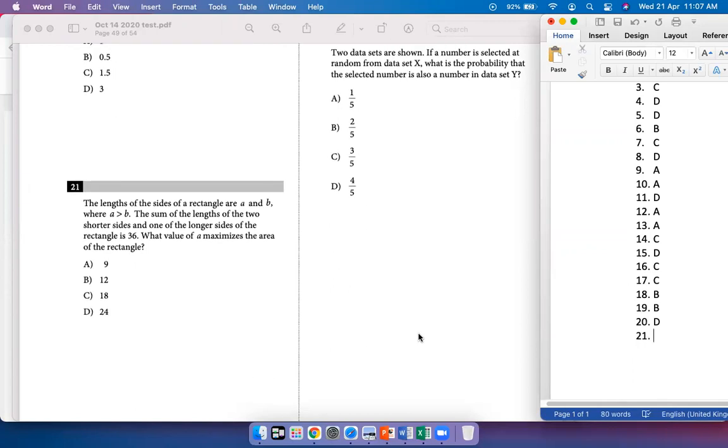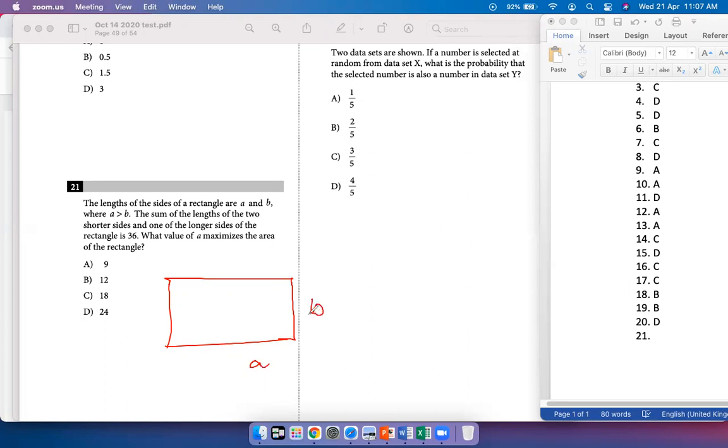21. The lengths of the sides of a rectangle are A and B, where A is greater than B. Okay, so let's just draw this. This is a rectangle A and B. The sum of the lengths of the two shorter sides and one of the longer sides of the rectangle is 36. So the two shorter sides and one longer side. So 2B plus A is 36. What value of A maximizes the area of the rectangle?